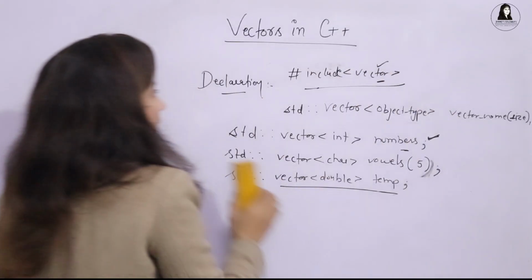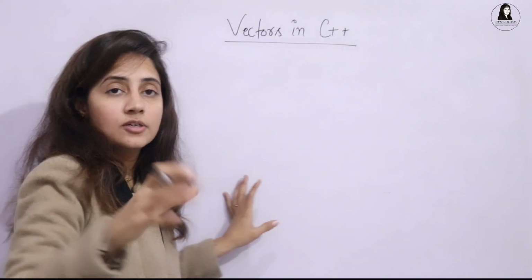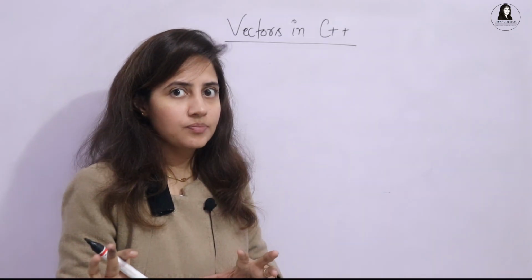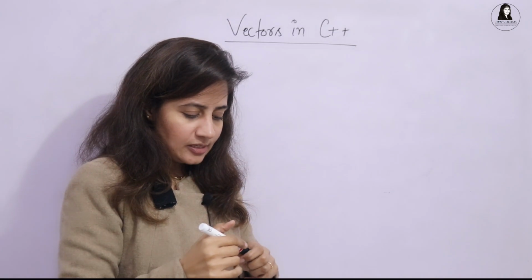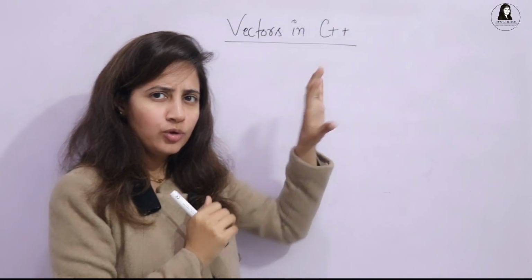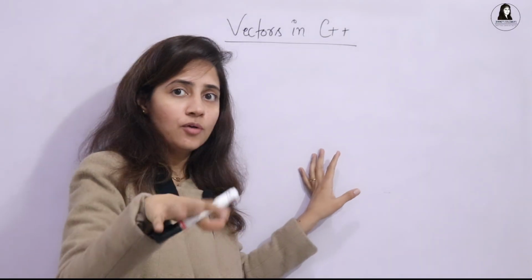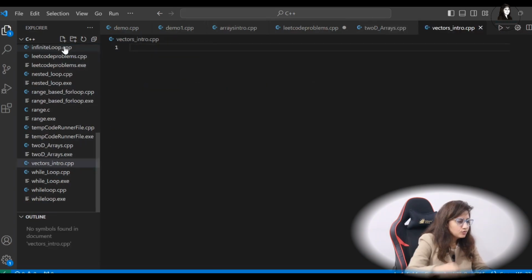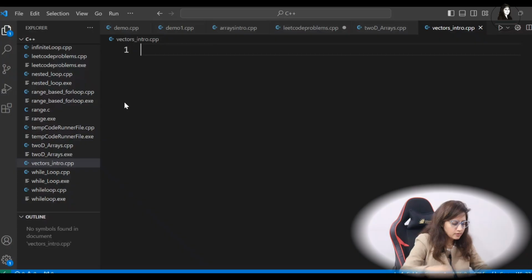Now, how to initialize vectors? See, there are many methods to initialize vectors. One by one we will see those methods practically. So now we'll see with the help of programs. I hope the theory part is clear to you guys. If you have any doubt, you can let me know in the comment section. So let's create a new file, vector intro.cpp.